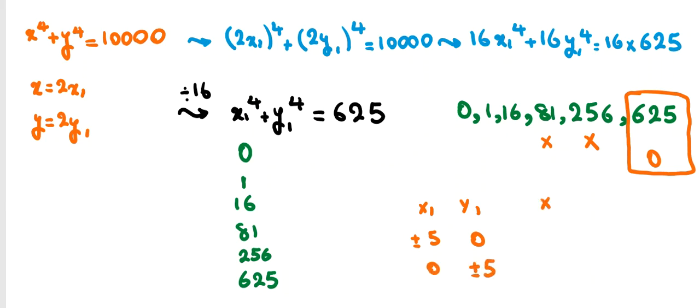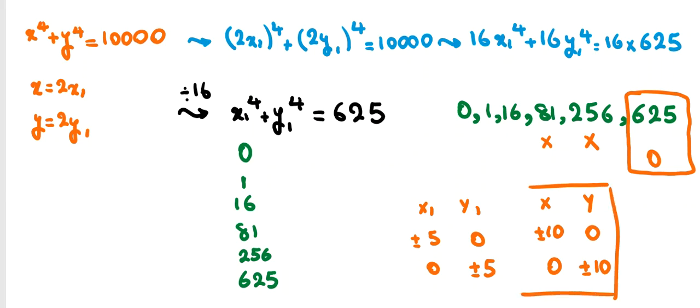Now, we said x is 2x1, y is 2y1. So x, y is plus or minus 10, 0, and 0, plus or minus 10. So our only answers are these four answers.